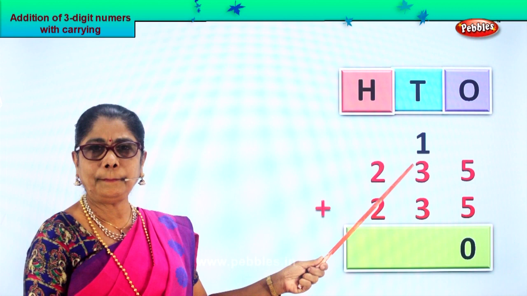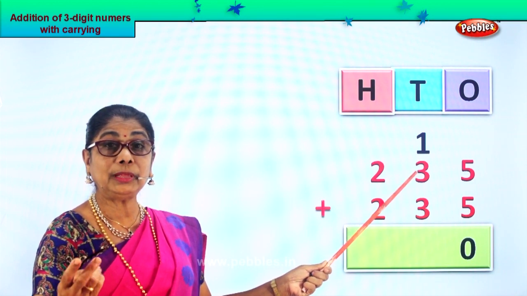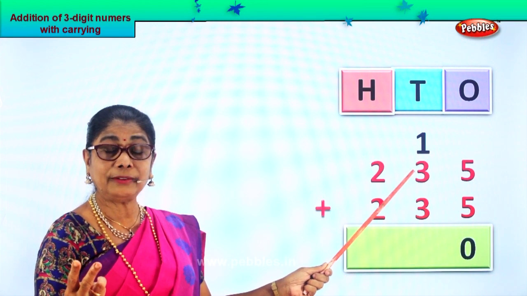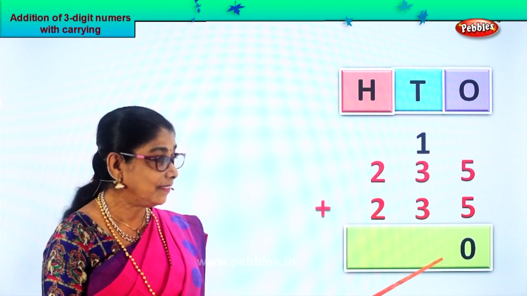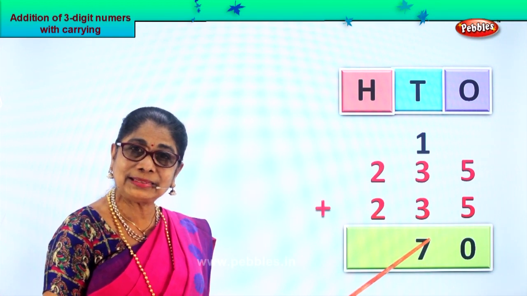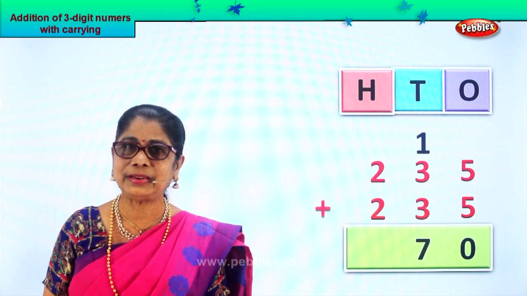Let's add 1 plus 3, 4. 4 in the mind, take 3 fingers. After 4: 5, 6, 7. So we get 7 tens. 1 plus 3 plus 3 make 7 tens. So we write down 7 here.